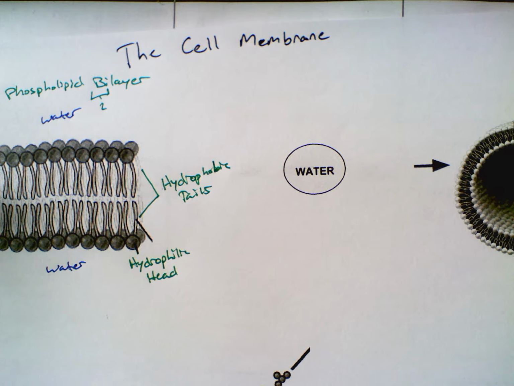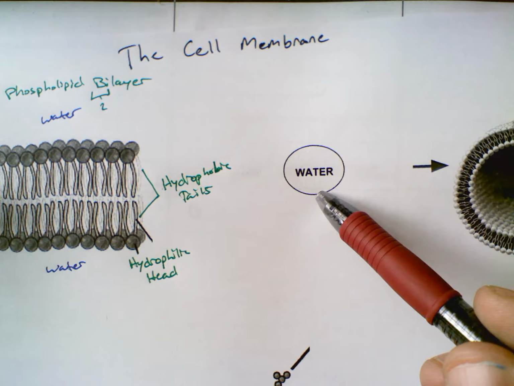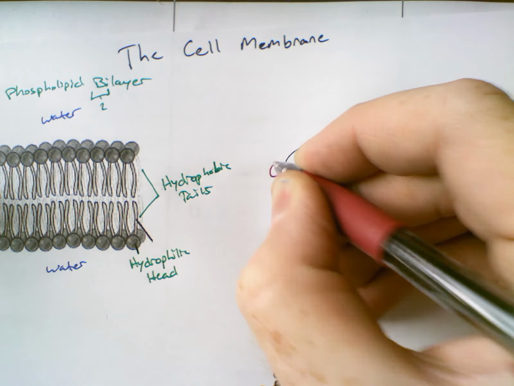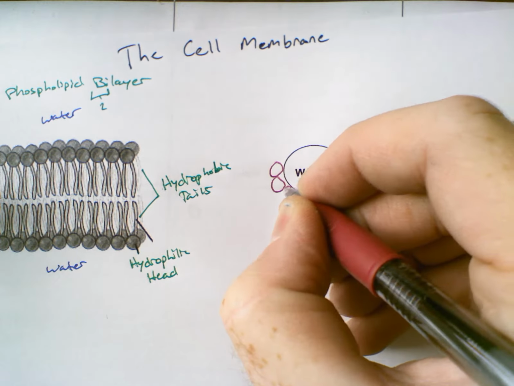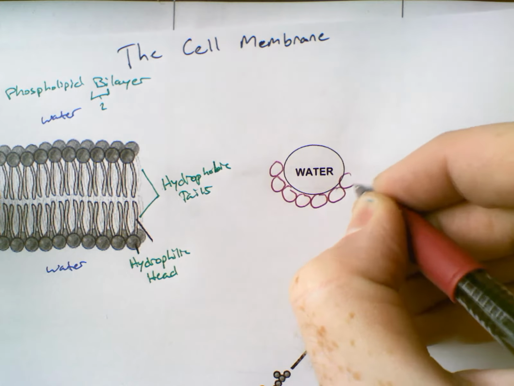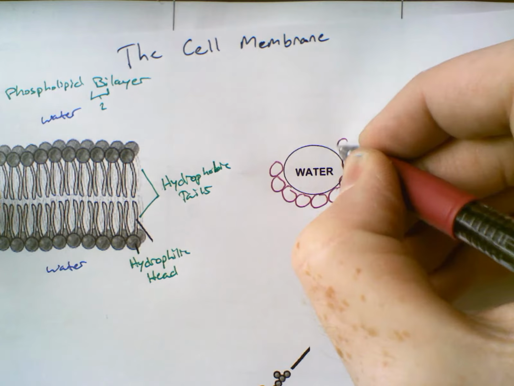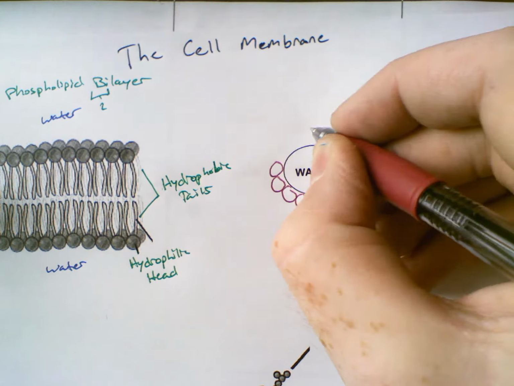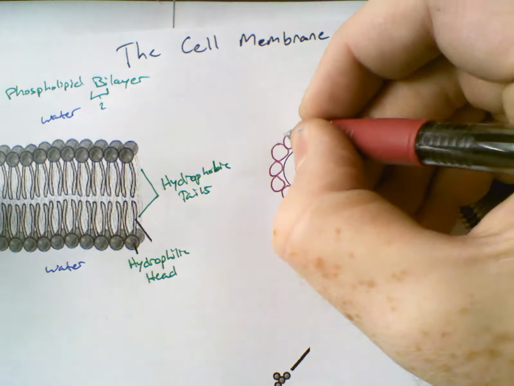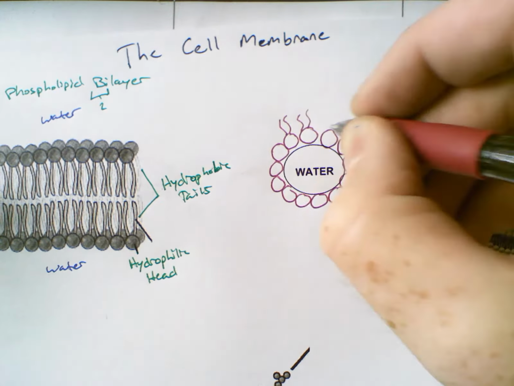Okay. So how would phospholipids arrange themselves if you had water right here? Is the hydrophilic head or the hydrophobic tail going to be oriented towards the water? The head. Good. So we would have all of the heads being attracted to the water, with the hydrophobic tails facing out.